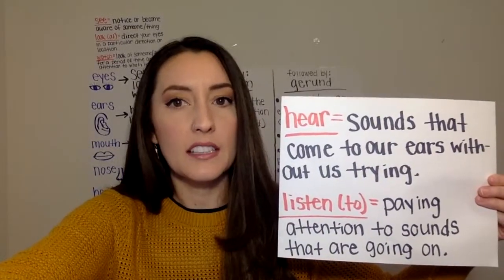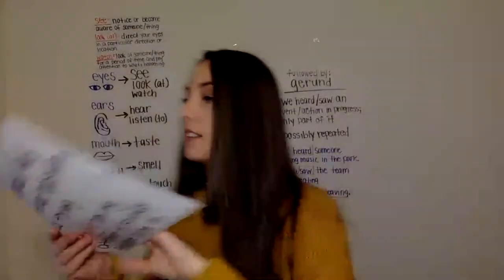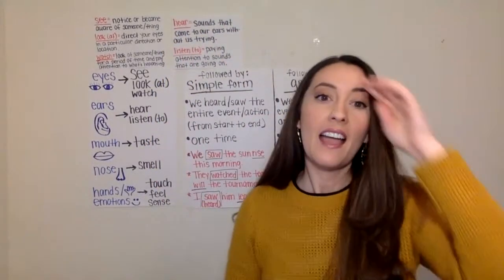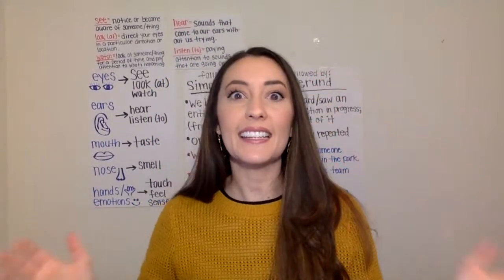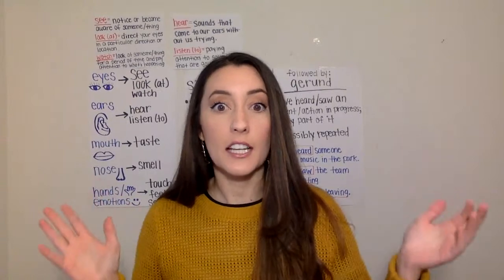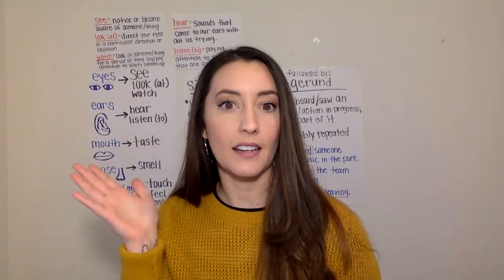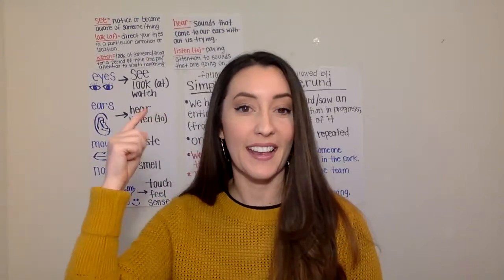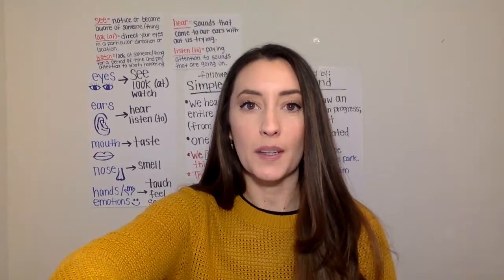Another example of this could be, to make this clearer, let me hang this up, I heard someone yelling outside. Let's say I'm watching television and all of a sudden I hear someone yelling outside. I wasn't trying to hear it, but the sound entered my home and entered my ears, okay? So that's hear. It's not on purpose.